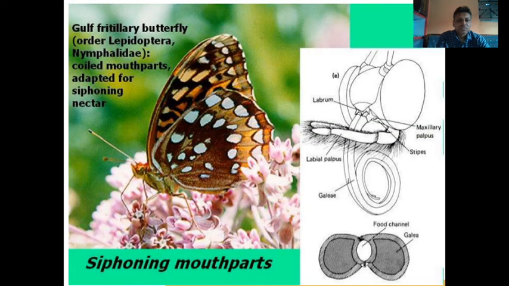You can see the proboscis. It is coiled. Galea is coiled here. When it is needed, they can erect the galea or proboscis and take the food material. This is the siphoning type of mouthparts. Siphoning is the flow of liquid from one layer to another due to difference in pressure and osmotic pressure.